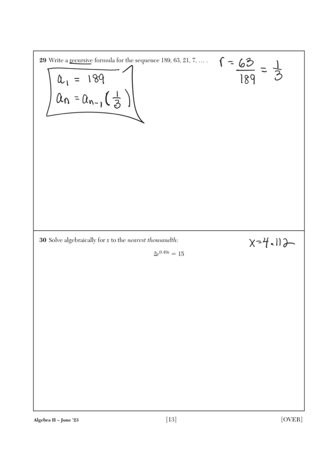Number 30, the answer is x equals 4.112. Now they say that you have to do this algebraically, so no cheating here. I am going to divide by 2. So I have e to the 0.49x equals 7.5. Now I'm trying to find x, and if you remember, we discussed this. If you're trying to find x and it's an exponent, you must bring this down in front.